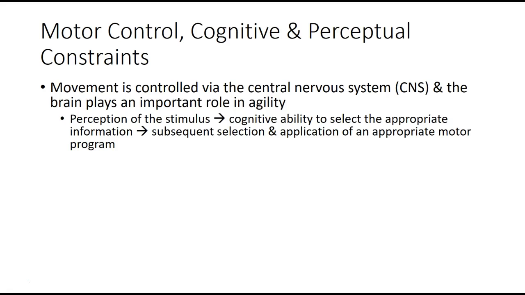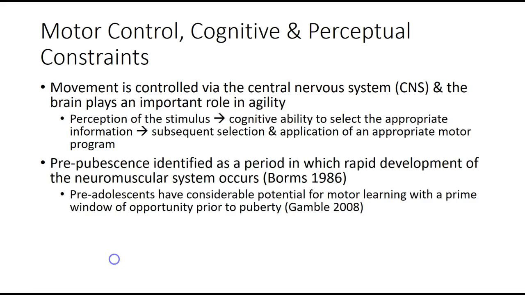Prepubescence has been identified as a period in which rapid development of the neuromuscular system occurs. And preadolescents have considerable potential for motor learning, with the prime window of opportunity prior to puberty. This would fit in with the fact that around the ages of 11 to 12, prepubescents go through a growth spurt in synaptic elaboration.